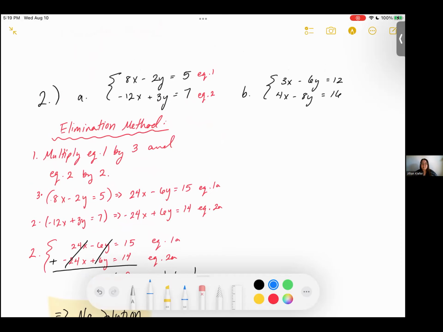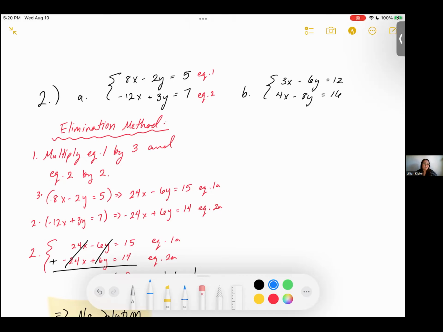For our system for part B, we have 3x minus 6y is equal to 12, and 4x minus 8y is equal to 16. Now, looking at this, the numbers we're dealing with in equation 1 are 3, 6, and 12. And the numbers we're working with in equation 2 are 4, 8, and 16. All of these numbers play really well with each other because 3 is a factor of 6 and 6 is a factor of 12, which is also a factor of 3. Same thing, 4 is a factor of 8 is a factor of 16 as well. So all of these numbers are very related.